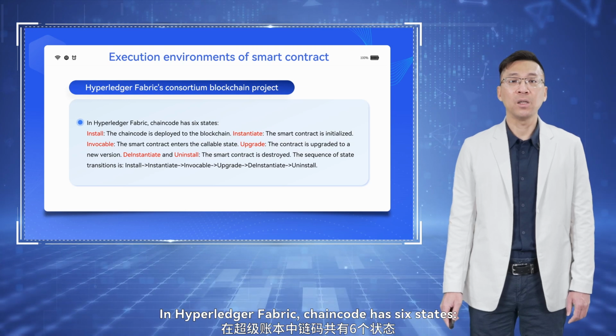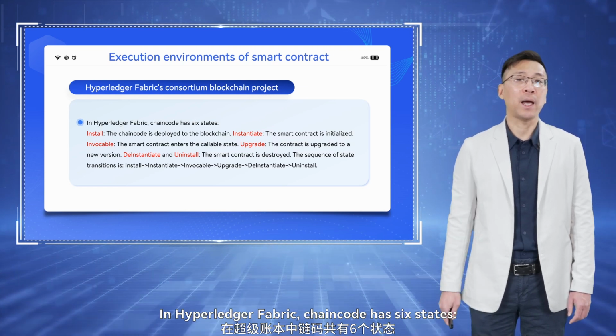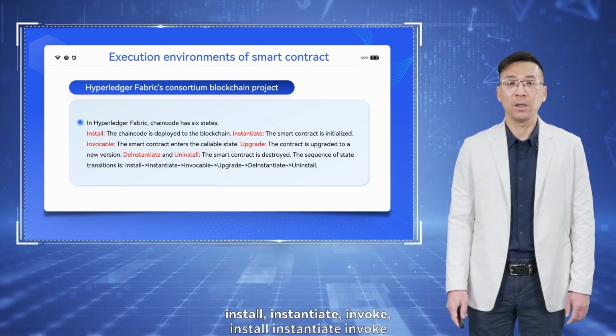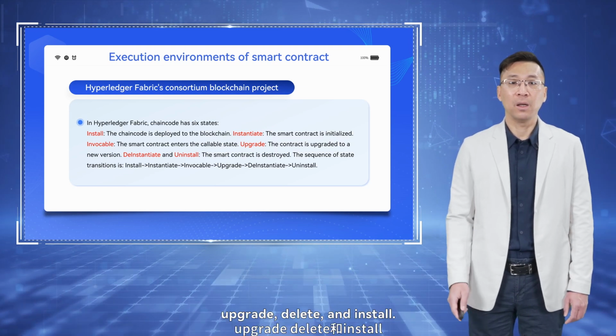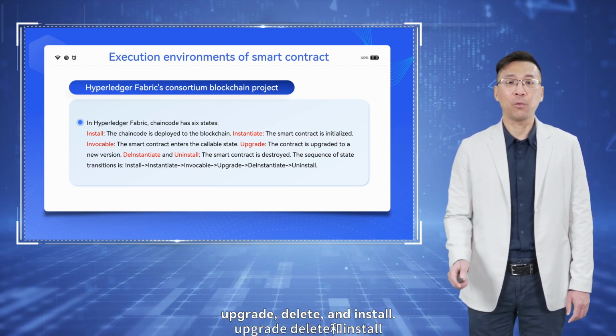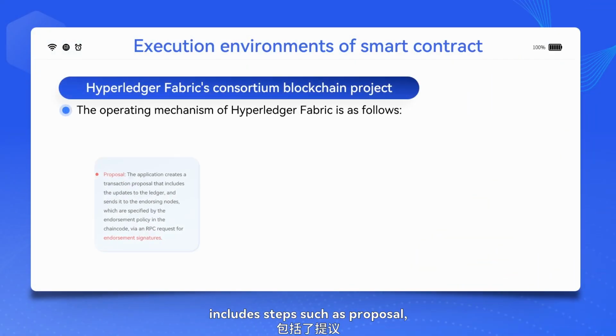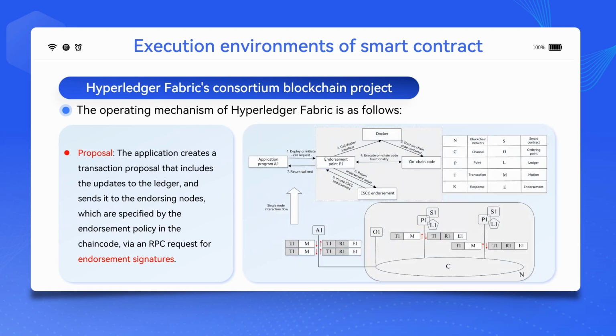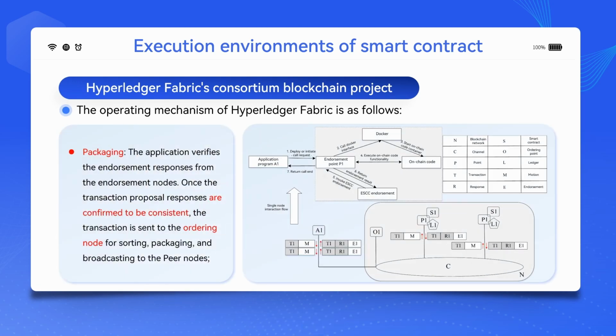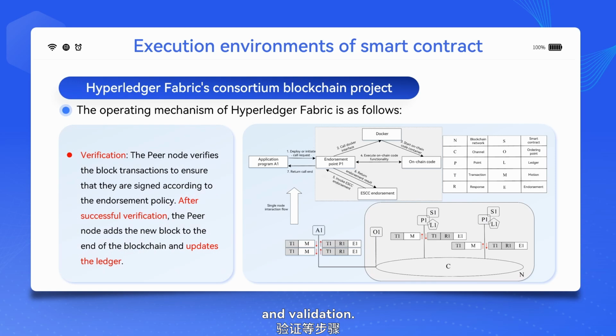In Hyperledger Fabric, chaincode has 6 states: install, instantiate, invoke, upgrade, delete, and install. The operating mechanism includes steps such as proposal, packaging, and validation.